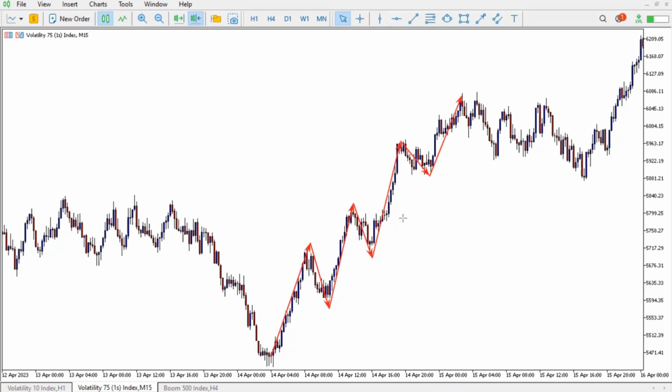The up and down, sometimes we can call it pullback or retracement. This particular down part is what I told you is called pullback or retracement. While this part that is in the direction of the major trend is what you call impulse. You understand? It's what you call impulse.